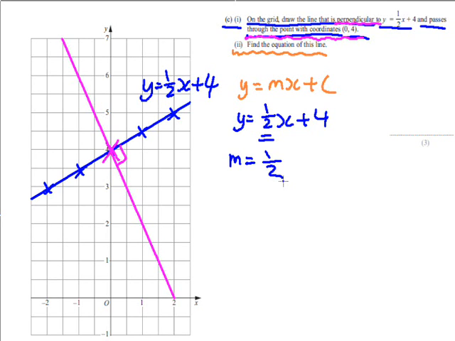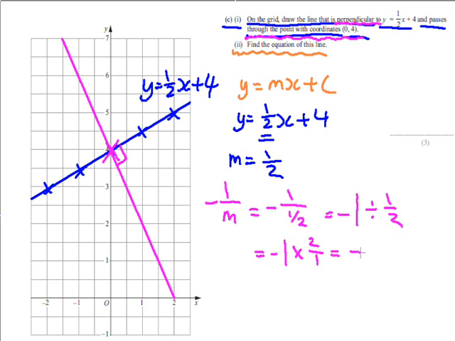So the gradient for the perpendicular line is minus 1 over the original gradient. So in this case it would be minus 1 over a half for our new gradient, for our gradient of the perpendicular line. So minus 1 divided by a half. How many halves are in minus 1? Minus 2. Whichever way you do it, it's fine. So the gradient of our pink line, the perpendicular line, is minus 2.